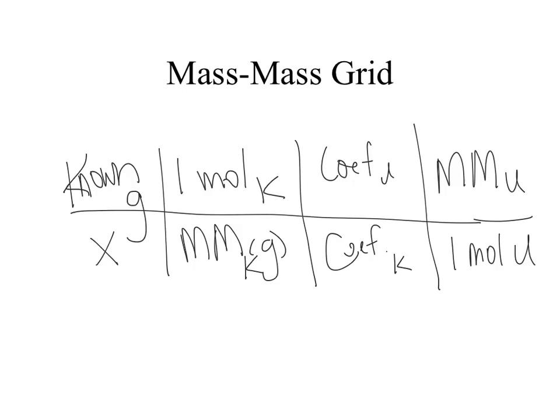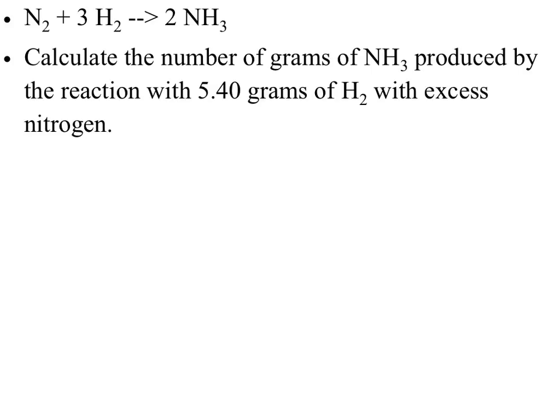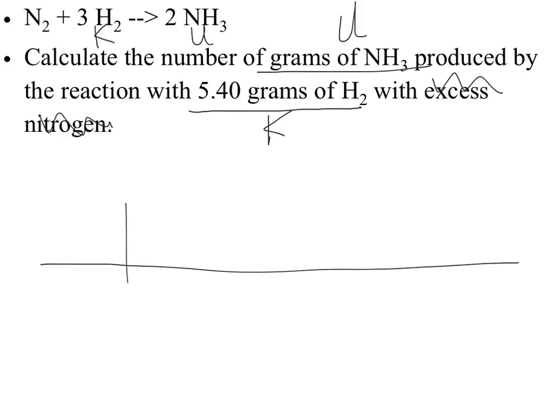Let's do an actual practice problem here. So we want the number of grams of NH3, so that's going to be our unknown. That's what we're solving for. Produced by the reaction with 5.4 grams of H2, our hydrogen. So he is our known. Excess nitrogen, that's extra information, don't need it. So let's go up in our reaction and label known, unknown. Start with what we know in our grid, 5.4 grams of H2.